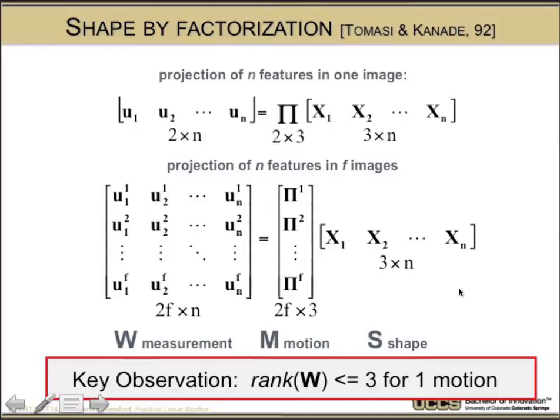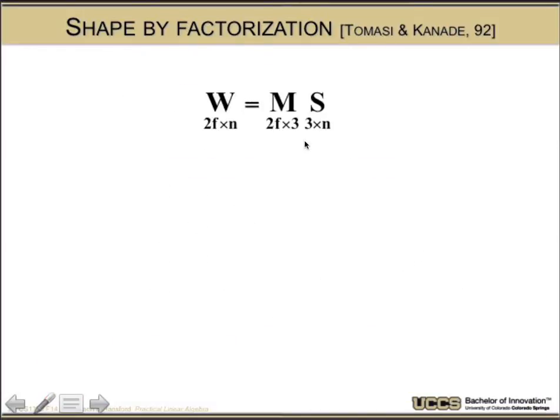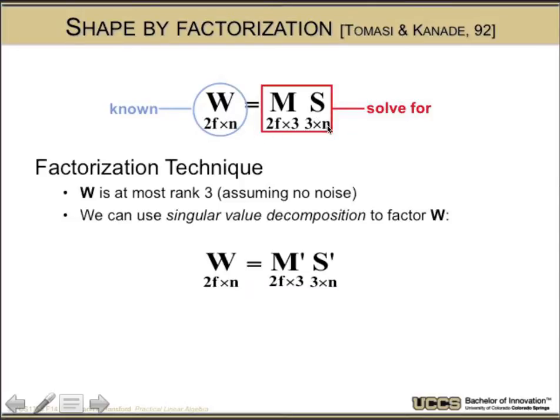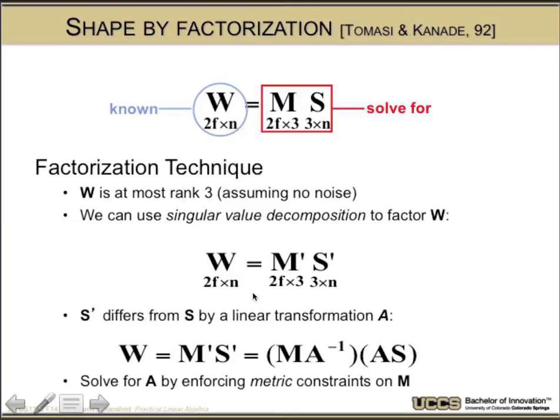So now we can be clever and say, oh look, if it works that way, and we consider W to be known and we want to solve for M and S, we can look at this in terms of the singular value decomposition, and say what we want to do is basically break it up.